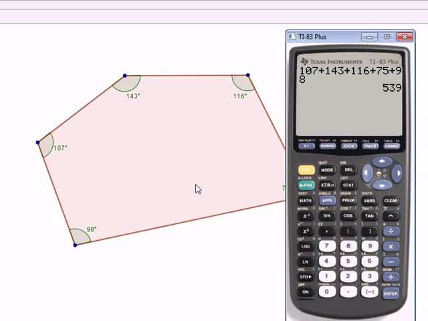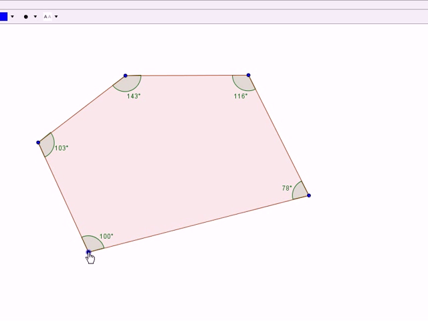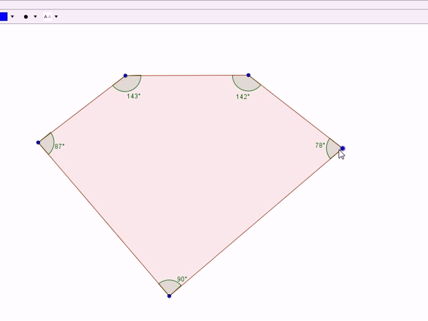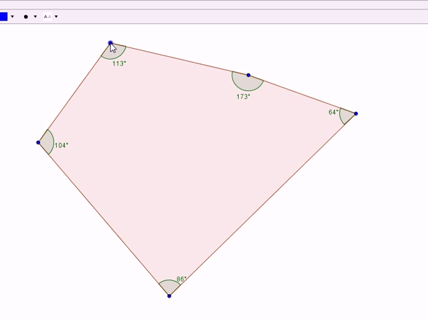What's cool about this program is this. This is why I wanted to show you this program. Watch this. I could change the look of this. See, I made that 95 a little different. I made that a little different. I can drag all these.